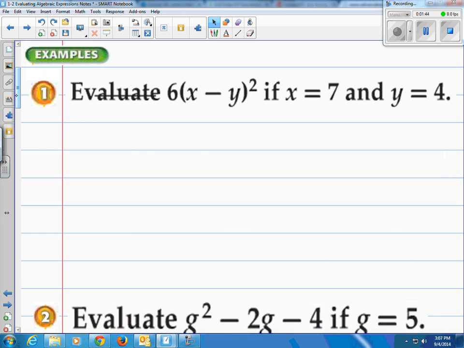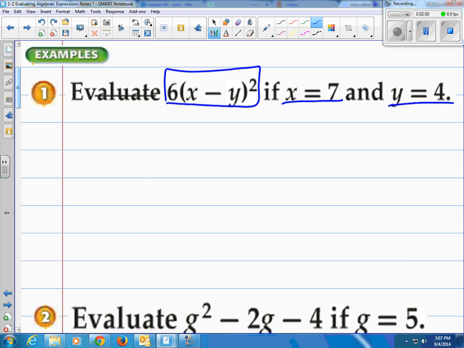Take a look at that first problem. It says evaluate 6 times the quantity x minus y, to the second power, when x is 7 and y is 4. So the first thing we're going to do is take this 7 and this 4 and put them in for x and y. So I'm going to rewrite this math problem with x being 7 and y being 4. So 6 times the quantity of 7 minus 4, to the power of 2. Now it looks just like a numerical expression we've been doing in the past.